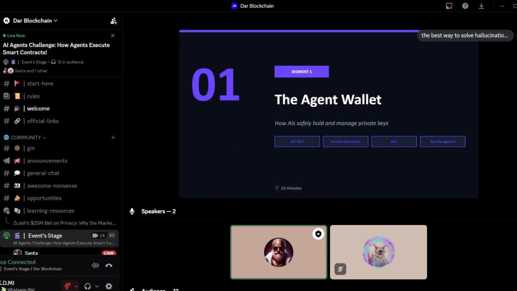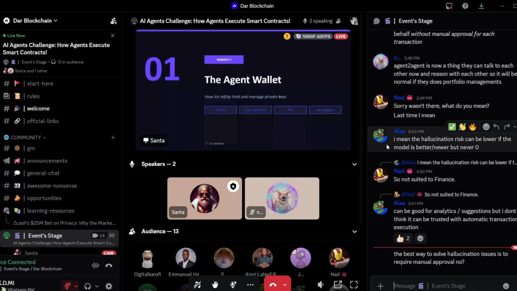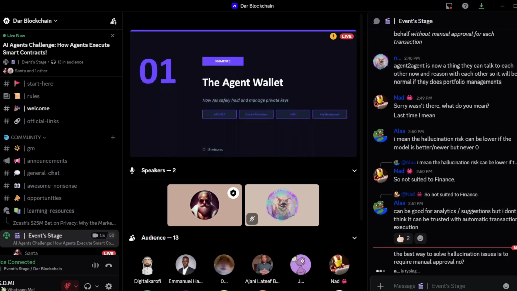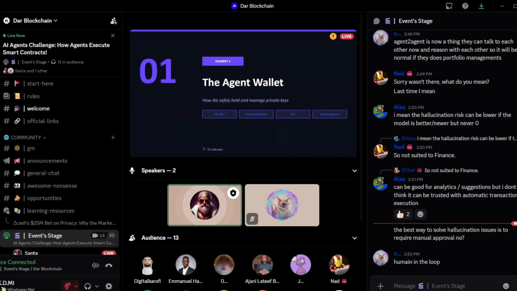To require manual proof, yes, that's a solution. But let me give you another solution. Maybe you've heard of it, okay? Which is account abstraction and multi-party computation, okay?